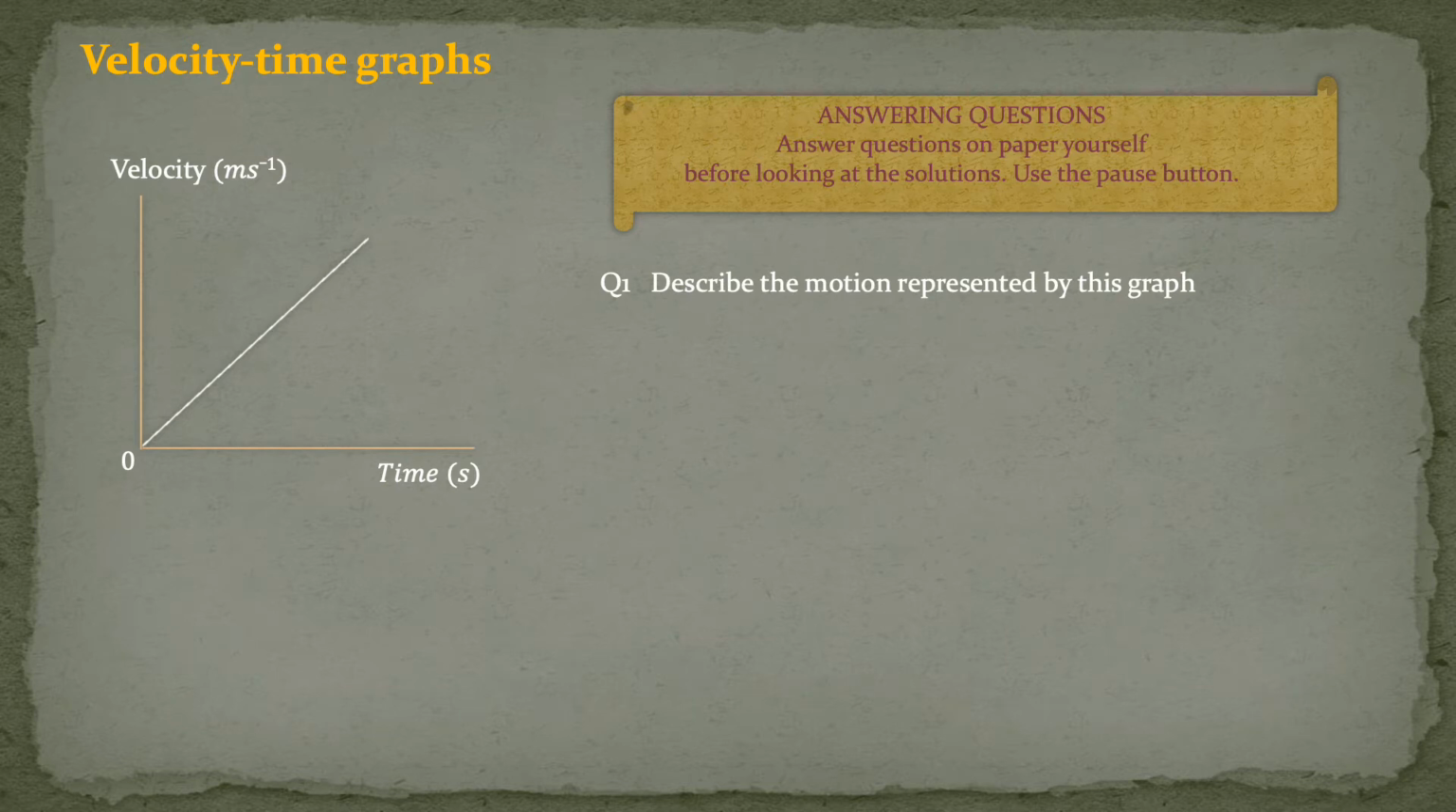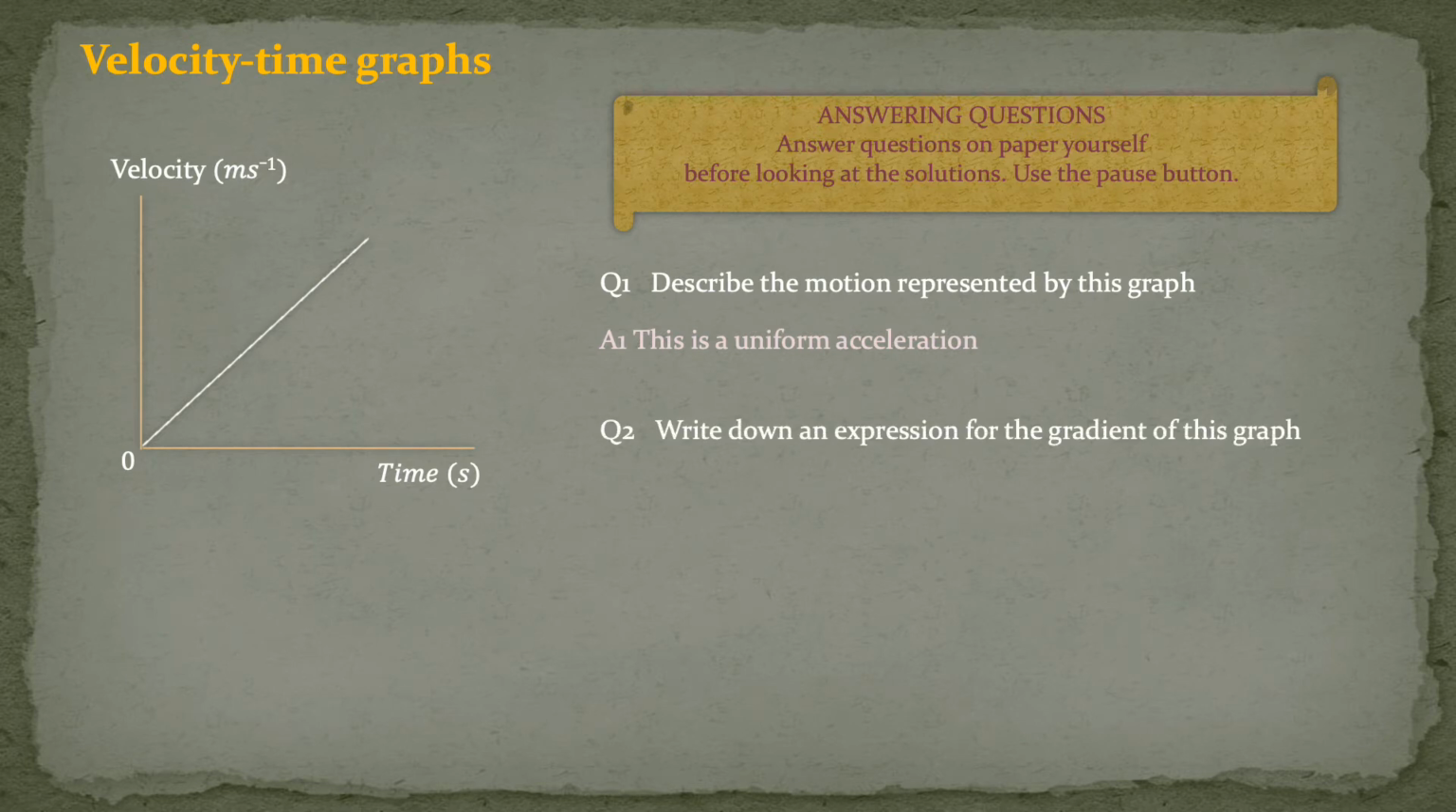So, to begin, a simple question. Describe the motion represented by the graph shown. Pause the video now before answering. And the answer is, this is a uniform acceleration. A motion you will be very familiar with from previous studies.